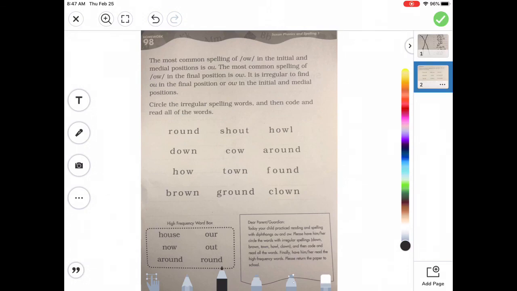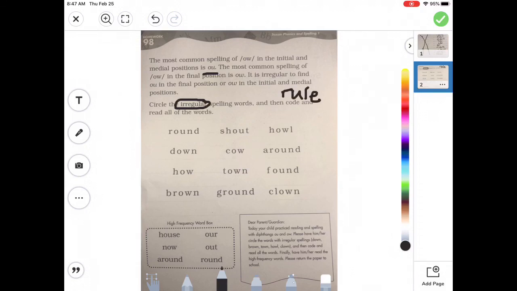All right. So on the back sheet, it says the most common spelling of ow in the initial, so at the beginning or the middle, is OU. The most common spelling of ow in the final is OW. It is irregular, which means it's not all the time to find OU in the final position or OW in the beginning or middle. So it says circle the irregular. So these are our rule breakers.